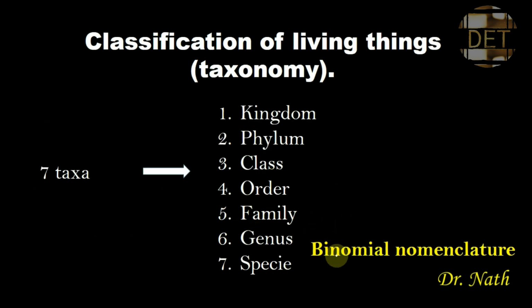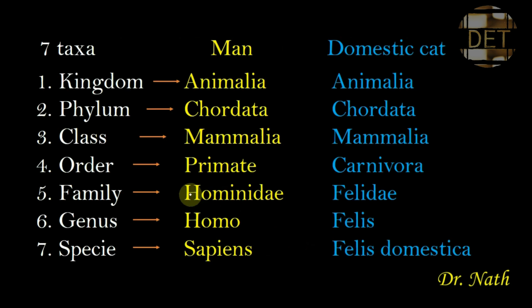So the binomial nomenclature, like I said, bi means two, nomia means name, while nomenclature means naming. So binomial nomenclature is usually from the genus and the species. The genus name is known as the generic name, which comes first, while the species name is the name that comes after the generic name. So let's look at the taxonomy of man and domestic cat.